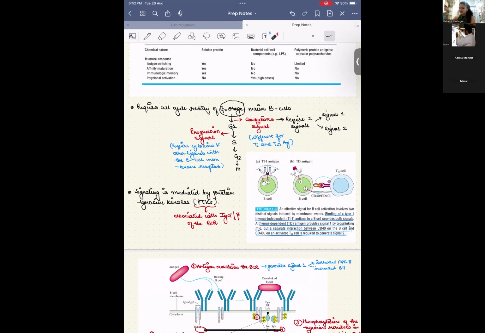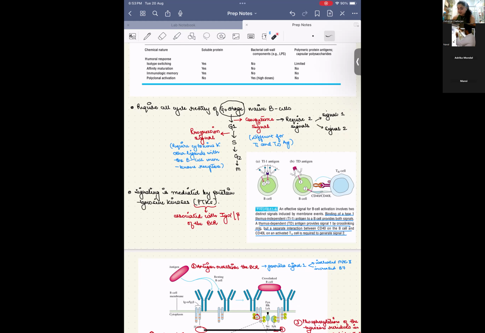And competence signal is also a two-step process. So it is called signal 1 and signal 2. Again, what signal 1 and signal 2 are can differ for your TI and TD antigens. So what you need to understand is that different antigens can elicit different cellular responses and different cellular signaling mechanisms, based on which your downstream events will be determined.